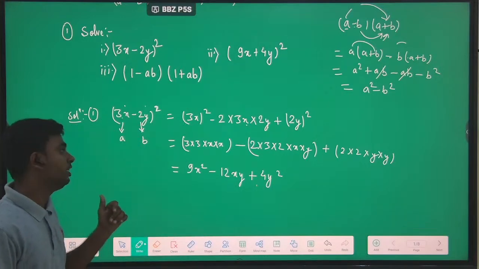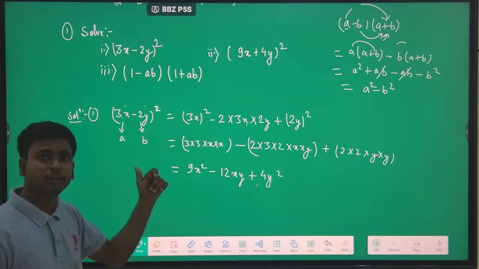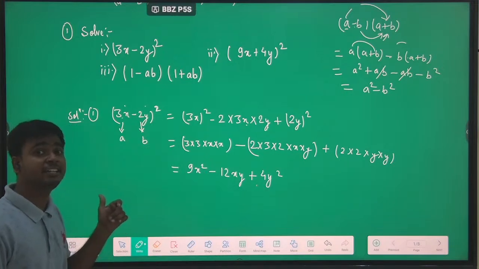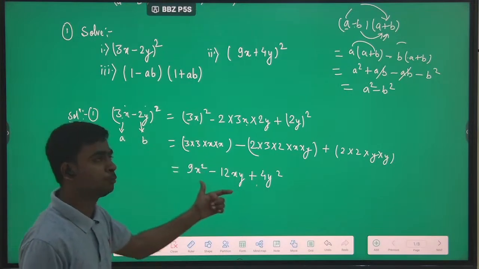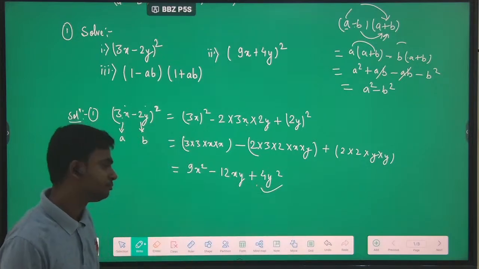Before this, we have also done it by multiplying a binomial with a binomial. So we can do it from that also. But if we are asked to use identities and find the value, then we have to do it like this. Okay, are you getting it?